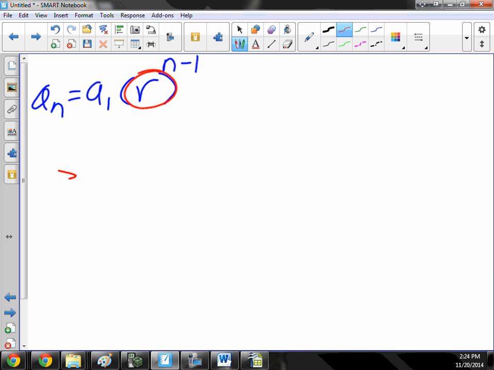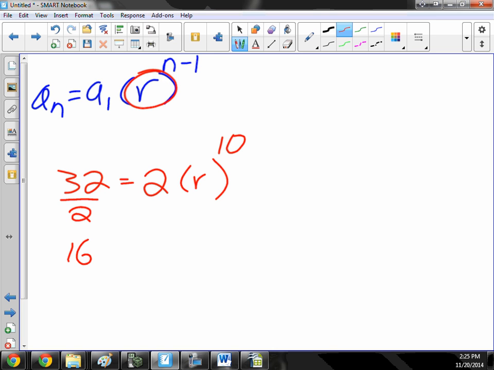Okay? What if r is unknown? So let's say I had 32 equals 2 times r to the 10th. How would I solve that? Divide by 2, r to the 10th, and I take the 10th root. Does anybody not know where the 10th root button is?